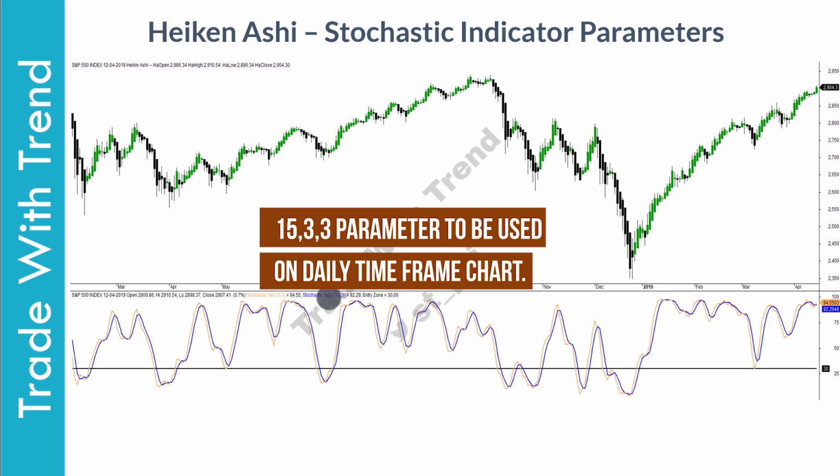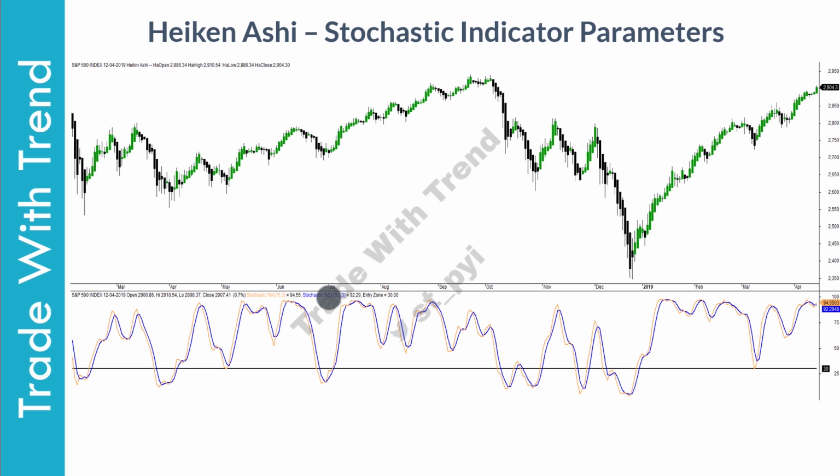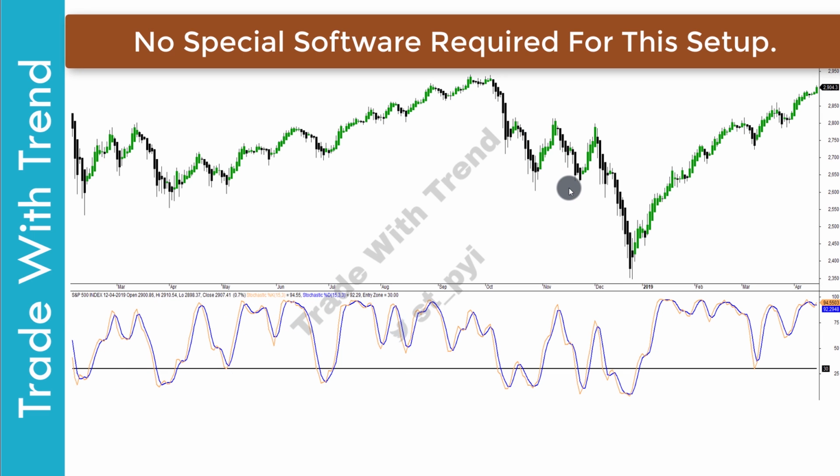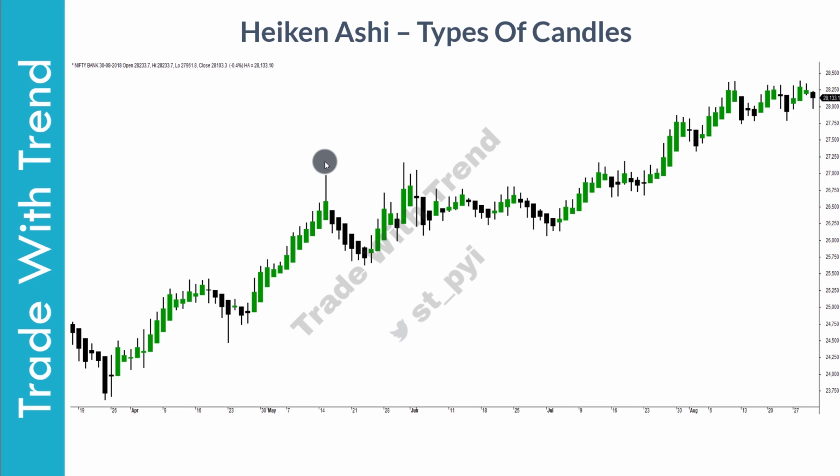If you want more entry signals through this strategy, then you can choose 8,3,3 as the stochastic indicator parameters. Do remember that with this setting, you will get more trades, but you will also get more whipsaws. I would recommend that you stick with the default setting for now, and once you understand this concept fully, you can then experiment with different parameters. The standard stochastic indicator and Heiken Ashi candlesticks are available across all platforms, and you won't need any special software for this trading strategy.